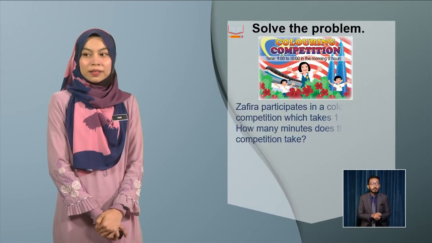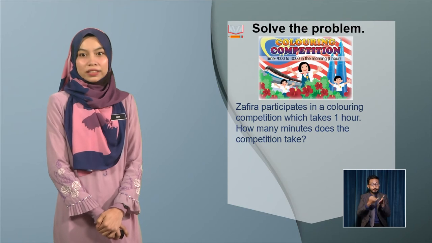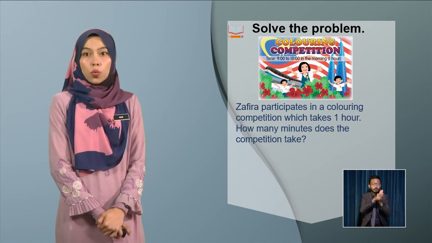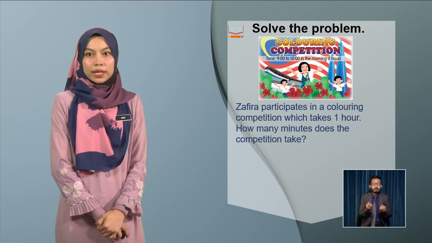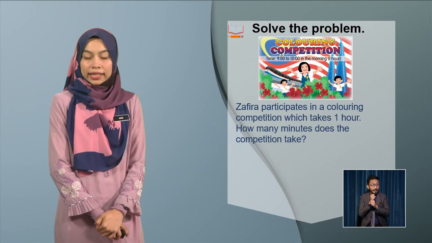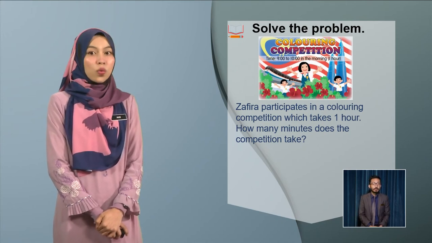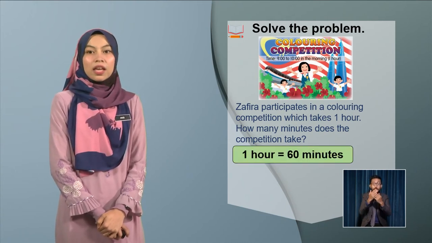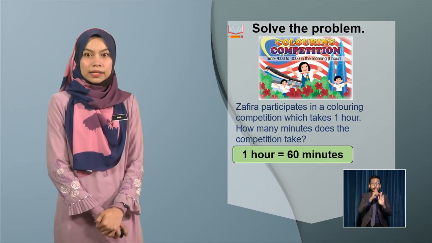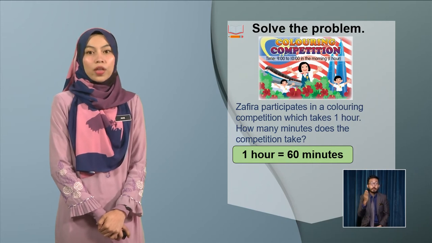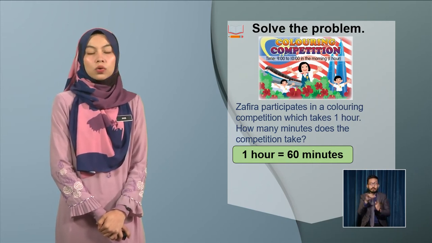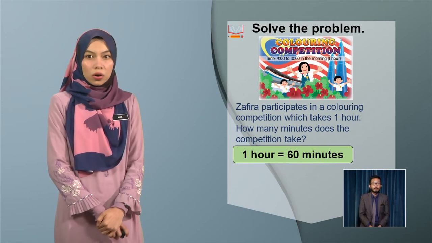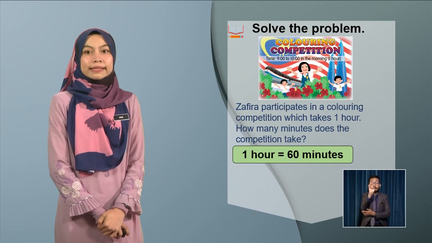Do you want to solve another problem? How about this question? Zafira participates in a coloring competition which takes 1 hour. How many minutes does the competition take? Well, you have learned earlier that 1 hour is the minute hand moves one complete circle of 60 minutes. Therefore, 60 minutes equals 1 hour, or 1 hour equals 60 minutes.